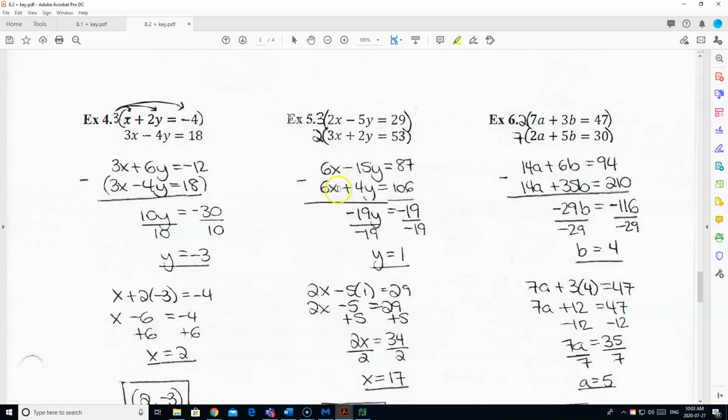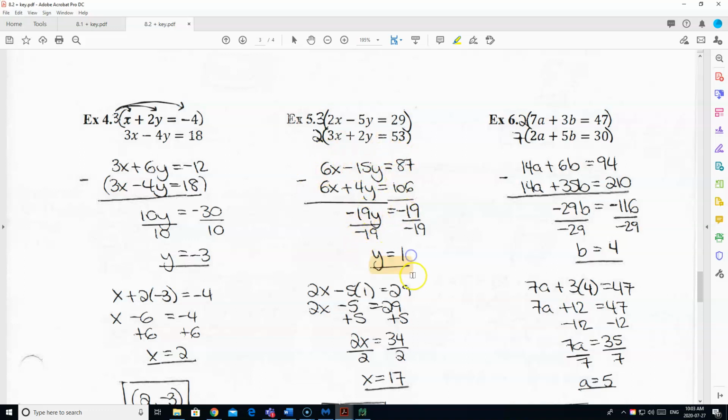6x minus 6x gives you 0. If you added them, 6x plus 6x would have given 12x. Just note that this negative applies to everything on the second equation. So 6x minus 6x is 0. Negative 15y minus 4y is negative 19y. And then 87 minus 106 is negative 19.